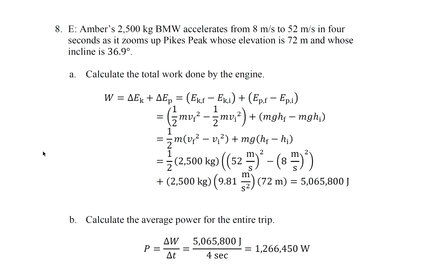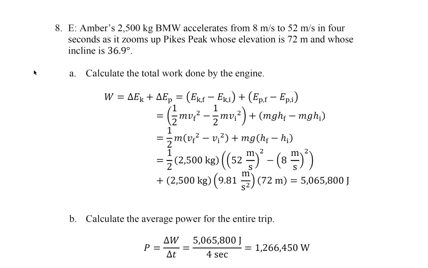Question 8. Amber's 2,500 kilogram BMW accelerates from 8 meters per second to 5,200 meters per second in 4 seconds as it zooms up Pikes Peak, whose elevation is 72 meters and whose incline is 36.9 degrees. Part A. Calculate the total work done by the engine. So we have the change in kinetic energy plus the change in GPE. We have numbers for change in kinetic energy. We have numbers for change in GPE.